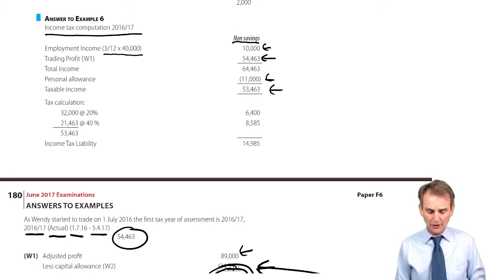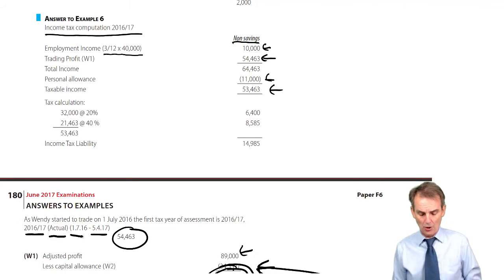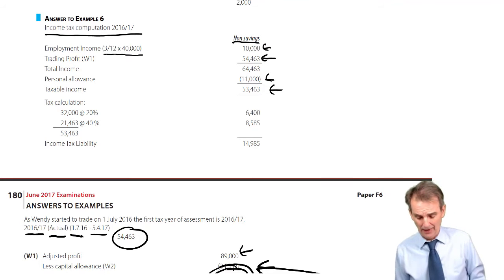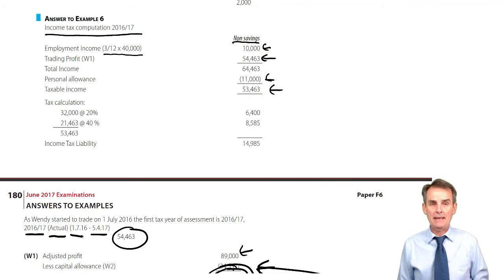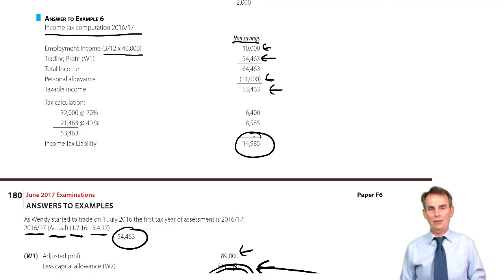Up to 32,000 here, the normal basic rate band, no extension thereof, given the transactions that we know to have happened. 32,000 at 20%, and the balance then of the 53,463 falls into the higher rate band, and that is taxed at 40%, thus giving us our income tax liability.